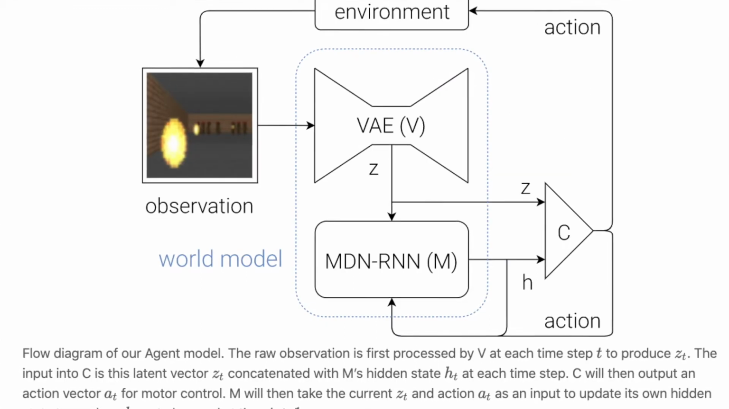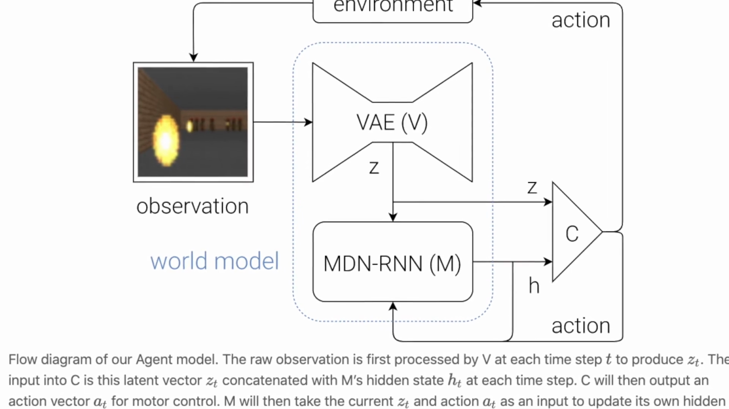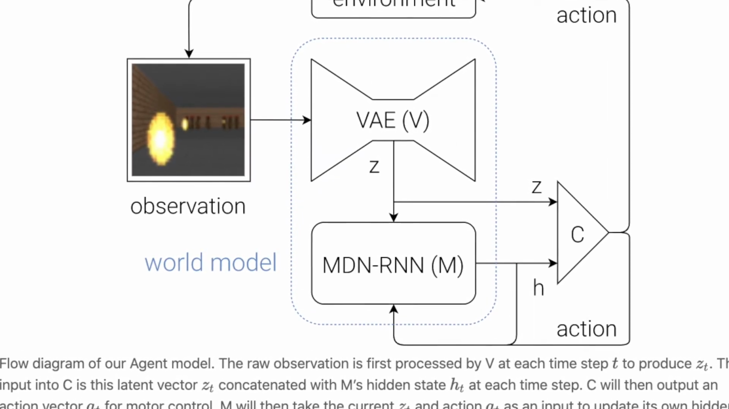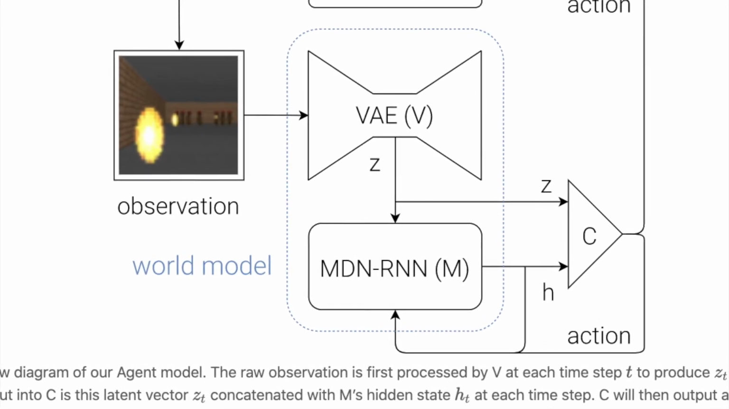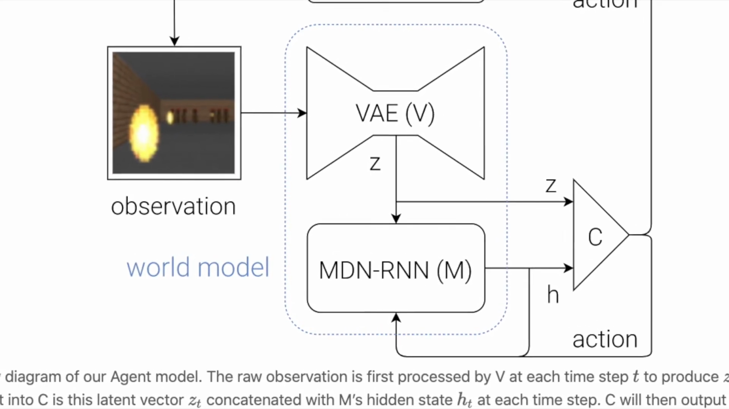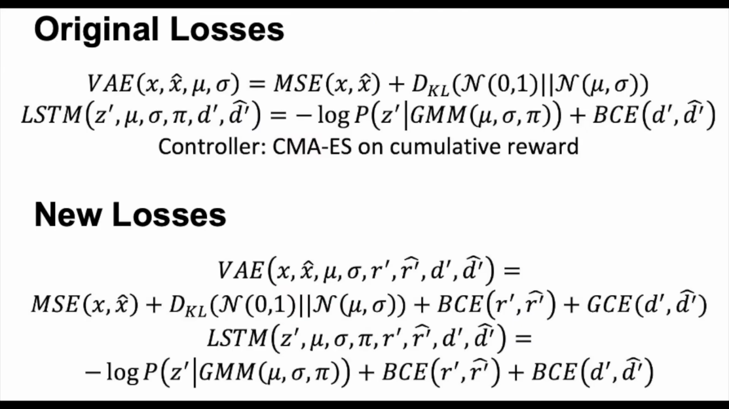Finally, we have a controller, which is trained via evolution to solve the environment given just the latent representation from the VAE and the hidden state from the LSTM. And this works very well in car racing and Doom. It gets state-of-the-art results.